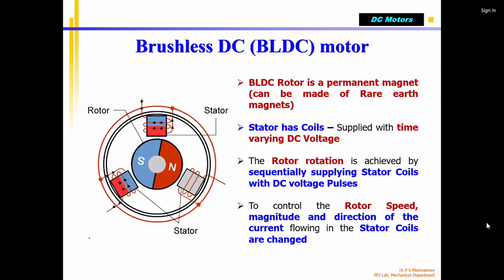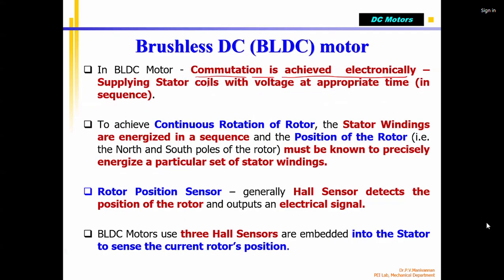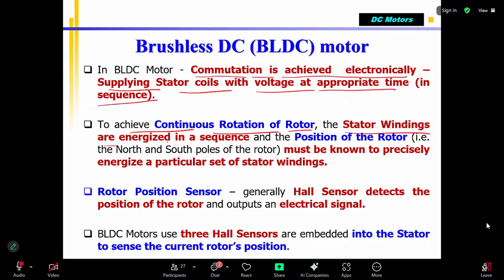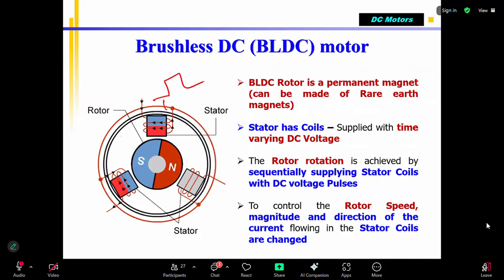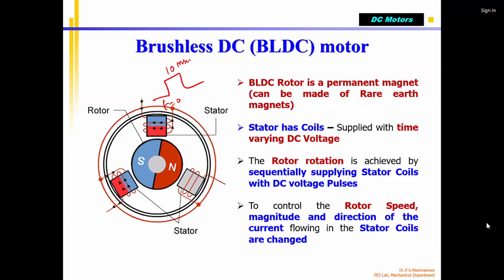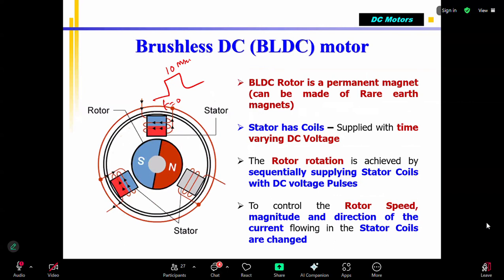So commutation is done electronically, which in the case of a BLDC motor means supplying the stator coils with voltage levels at the appropriate time in a particular sequence. We are going to see that to achieve commutation as a continuous rotation of the rotor, the stator windings are energized in the sequence as I mentioned, and the position of the rotor is noted, correct? For example, coil A is energized with a pulse at t equal to 0, maybe for 10 milliseconds or 100, for example. That depends upon the 120 degrees.